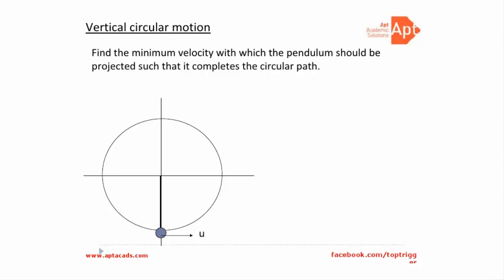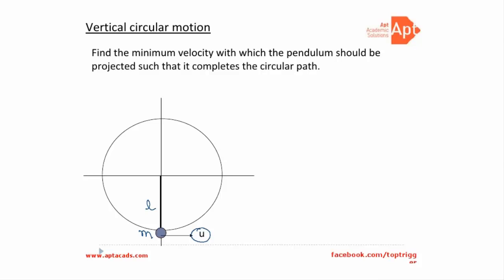Here we have a pendulum. The bob has some mass. This is the length of the string. So let's write the mass of the bob as small m and the length of the pendulum as small l. Now we want to find out the minimum velocity with which the pendulum should be projected so that it completes the circular path. This is what we intend to find.